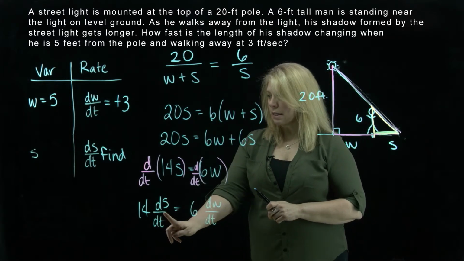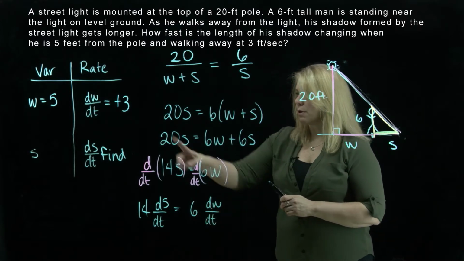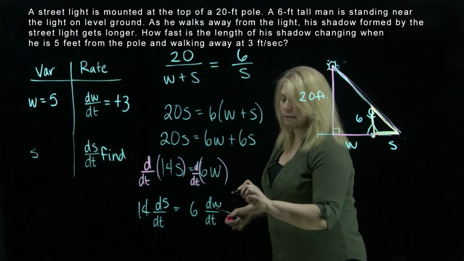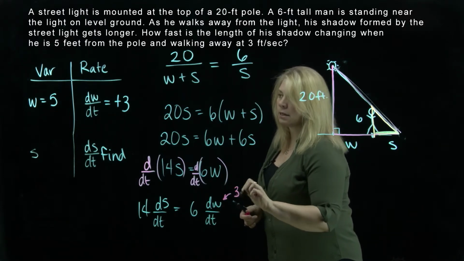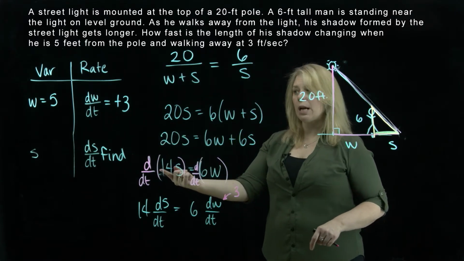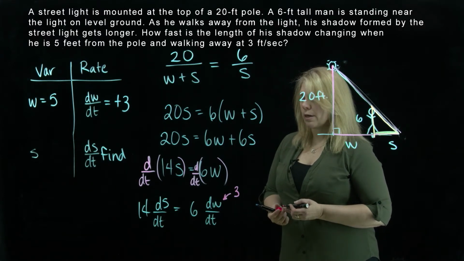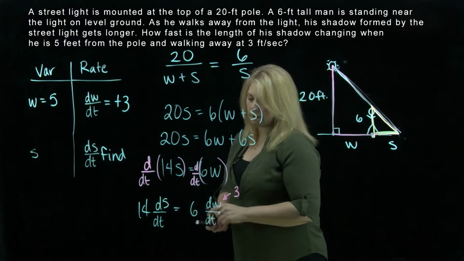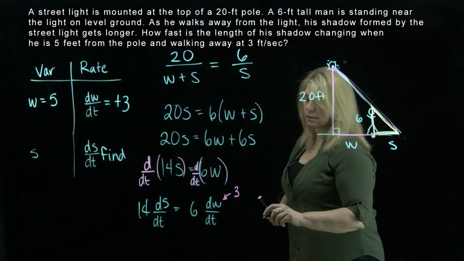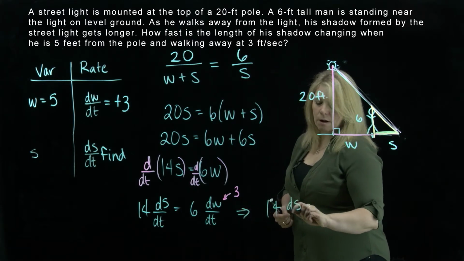So the dS/dt is what I'm going to find, so I don't have anything to plug in for that. The dW/dt, I need to plug in 3. Notice here that we didn't actually end up using this 5 that's over here. Sometimes that happens, that you don't use these values for the variables, but anything that you're given about rates of change, you should be using all of those rates of change when you plug into your equation here. All right, so when I rewrite that, I'll have 14 dS/dt equals 18, 6 times 3, and I'll just write that over here. And then I need to solve for dS/dt.